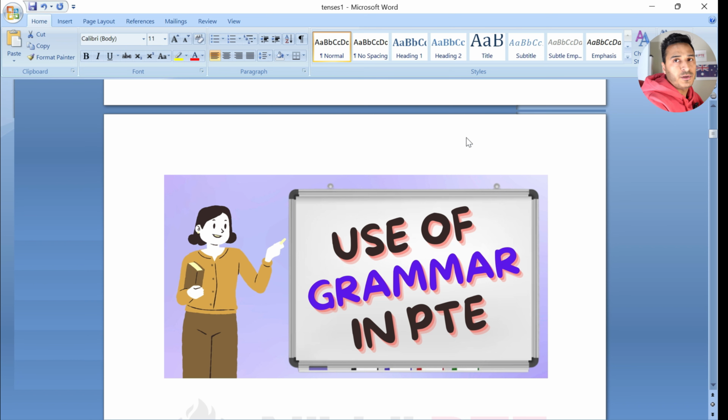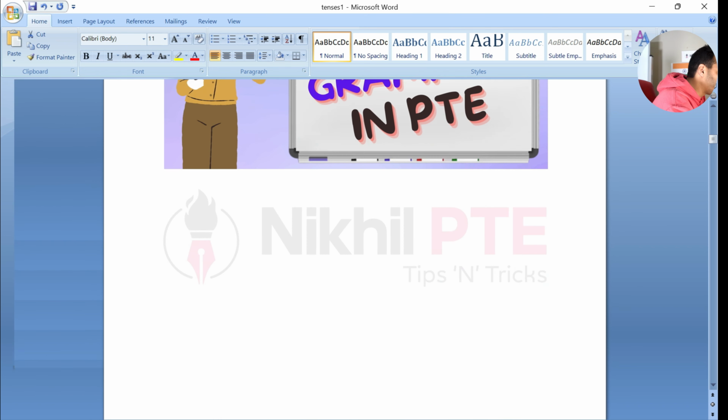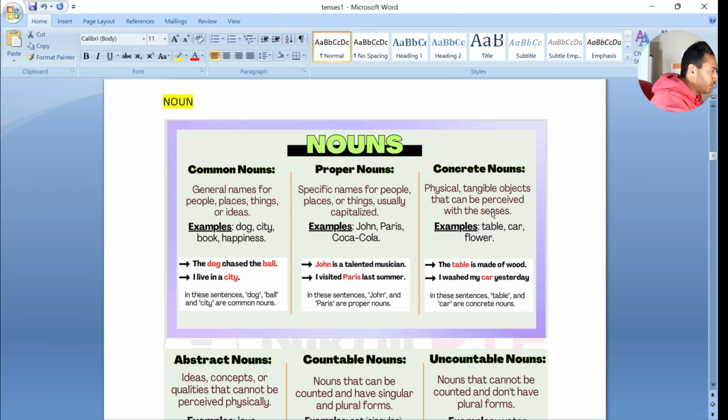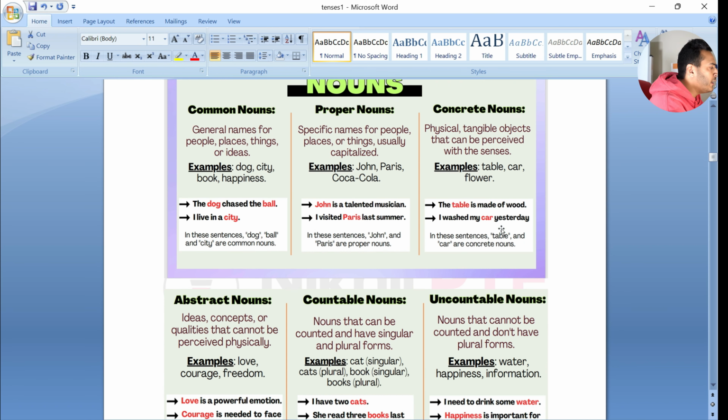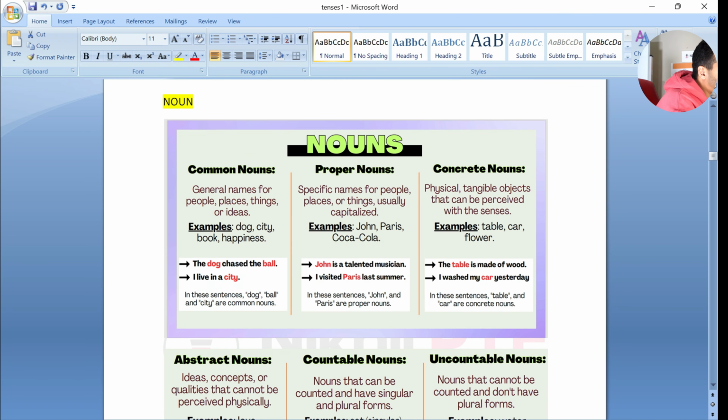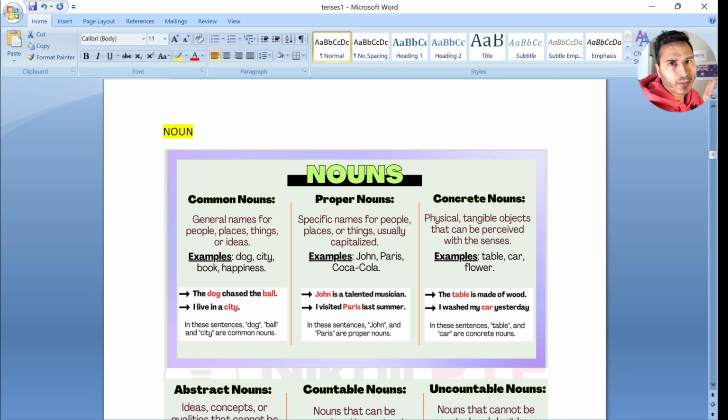Use of grammar in PTE. Grammar is very important. Let's start with the noun. What is a noun? There are various types of nouns: common nouns, proper nouns, concrete, abstract, countable, uncountable. Starting from zero to hero. If you know each and everything in detail, guys, trust me, you will be able to solve your fill in the blanks in just a minute, right?